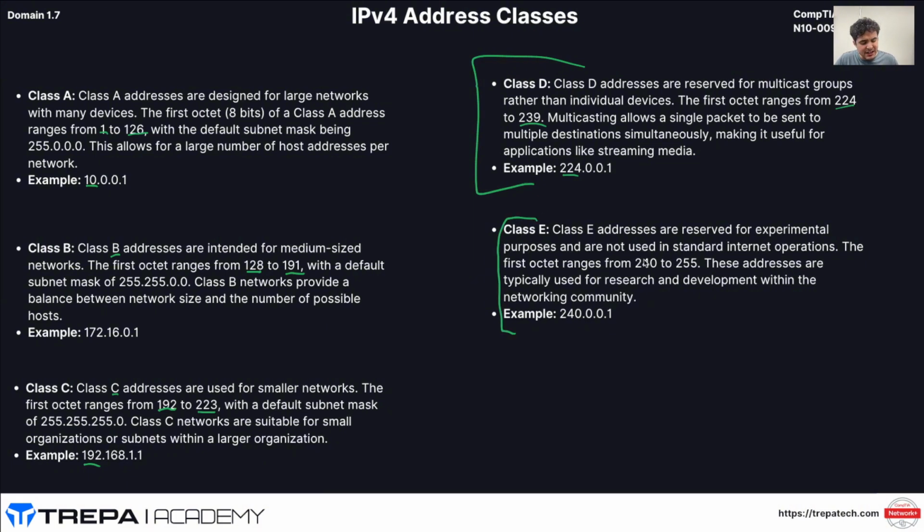And then we have class E, which is in the first octet the range 240 to 255. These addresses are typically used for research and development within the network community. So we could have, like, a vendor that says, hey, when we do our local testing, we use a 240 address. That's the class E.